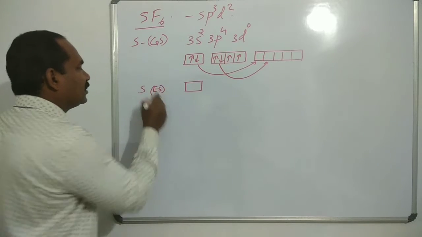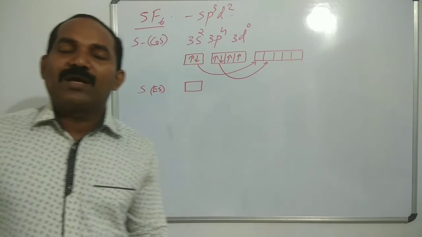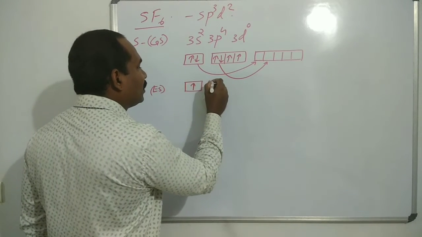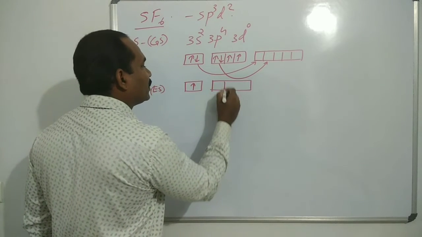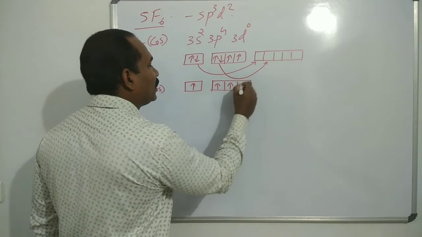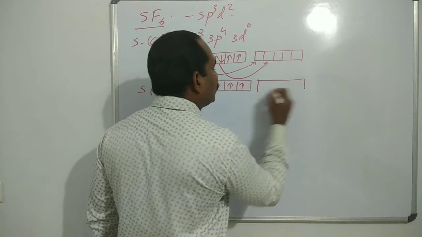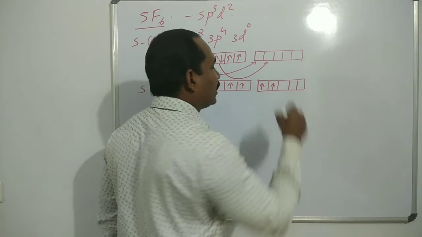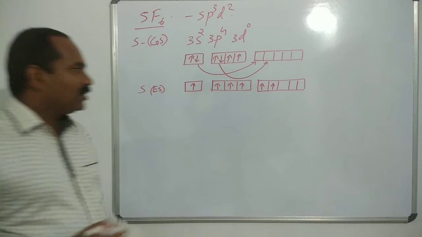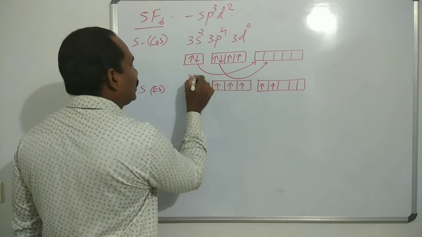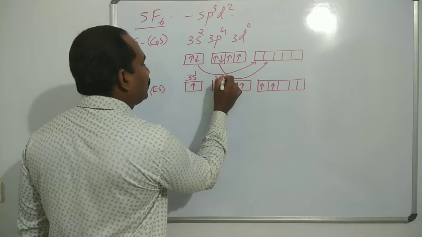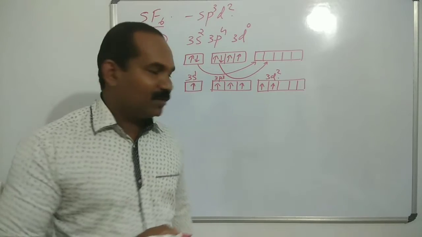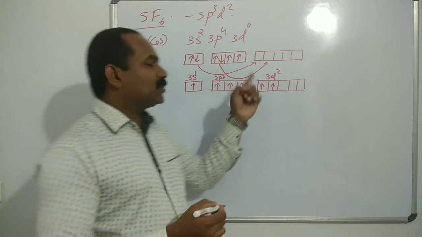GS means ground state. ES means excited state. One electron in the s orbital and 3 electrons in the p orbital. 2 electrons jump into the d orbital from the s and p orbitals. Now the electronic configuration is 3s1, 3p3, 3d2. Are you clear? Yes. 3s1, 3p3, 3d2.